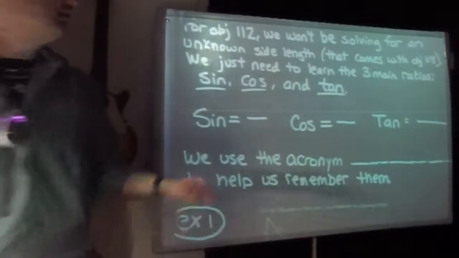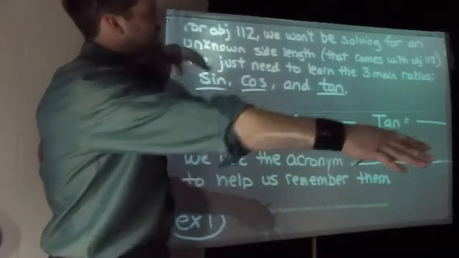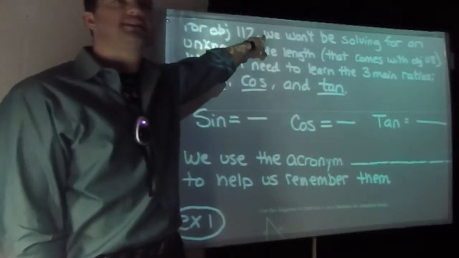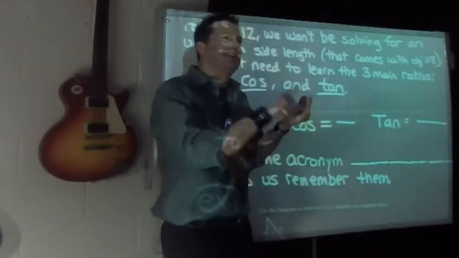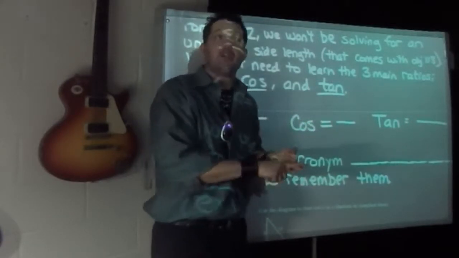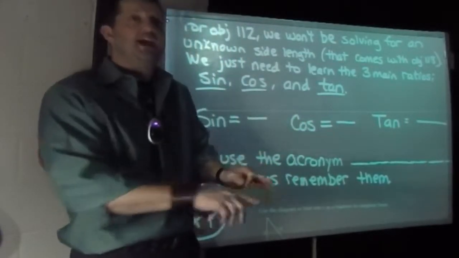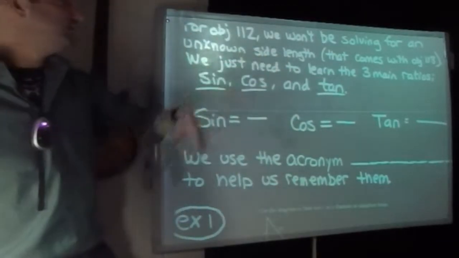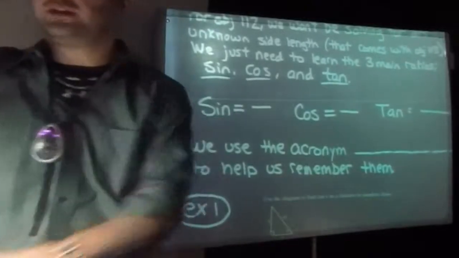Listen. All right, so for objective 12, and this is what you just asked, we aren't solving for x. We are not trying to find a side on this objective. All we're going to do is learn what sine, cosine, and tangent are, which are ratios, and we're going to find them, and that's it. But trig will help us solve that side.